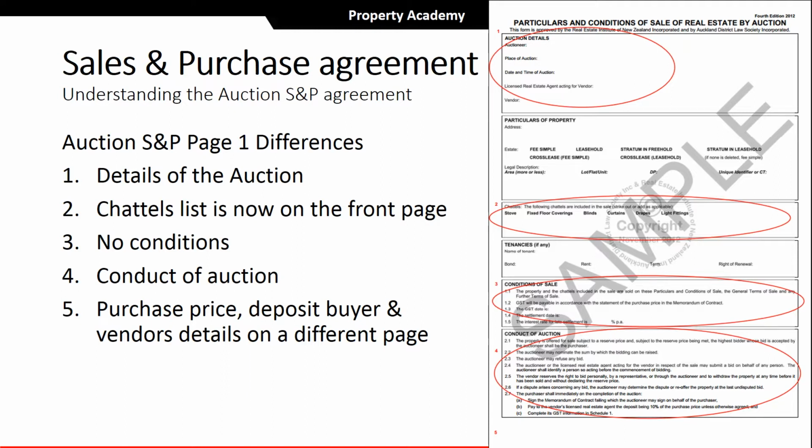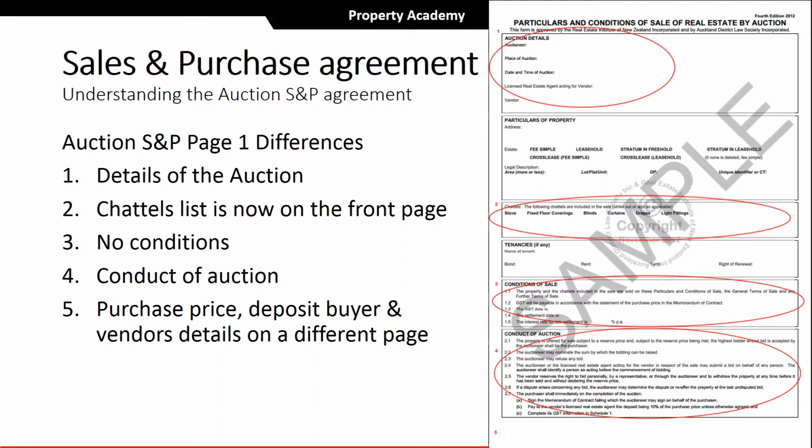Now, the good thing is this sales and purchase agreement via the auction is normally filled out by a real estate agent when you've actually won the auction. And we'll go over briefly the main differences, basically the front page and the memorandum of contract. And this agreement that we're going to be covering doesn't have any conditions, because it's an auction, and most auctions are unconditional. In fact, all of them are unconditional.